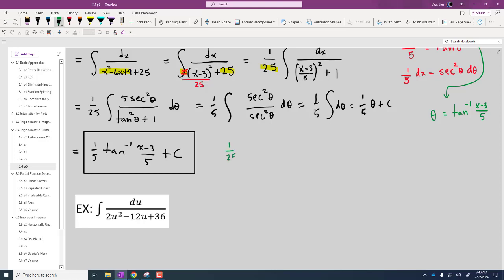You would say, okay, we have 1/25 on the outside times, this is an inverse tangent of whatever's in the parentheses, so inverse tangent of x minus 3 over 5. But then we have to do reverse chain rule and divide by 1/5, plus c. And now dividing by a fifth is multiplying by 5. 5 over 25 is a fifth. And so, of course, we end up with the same answer.